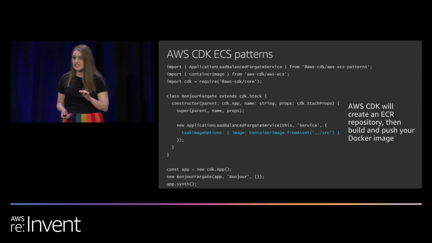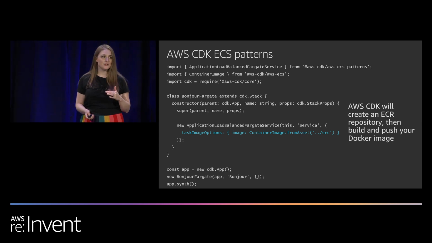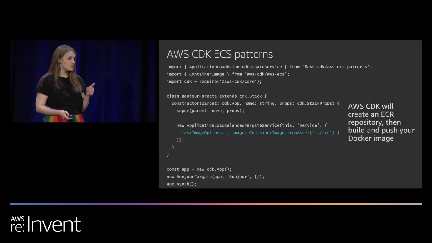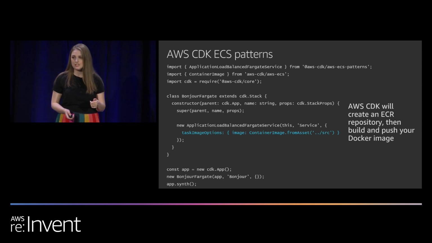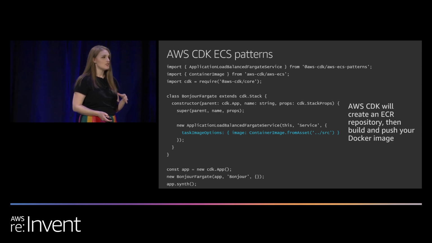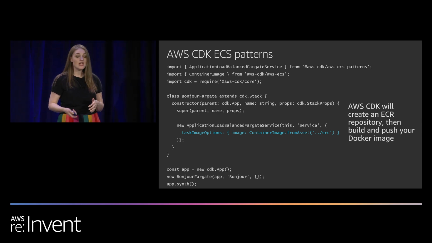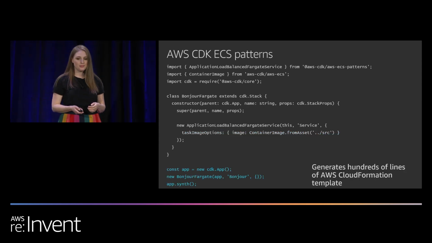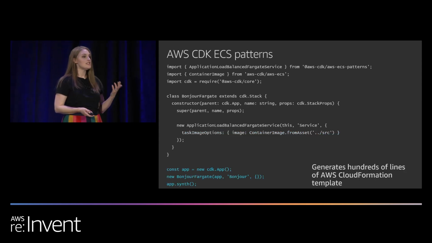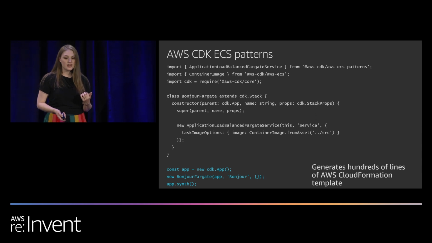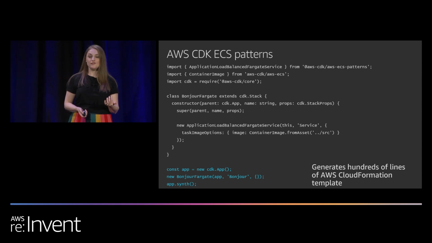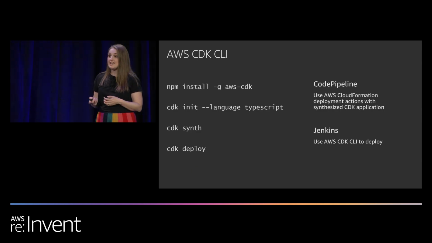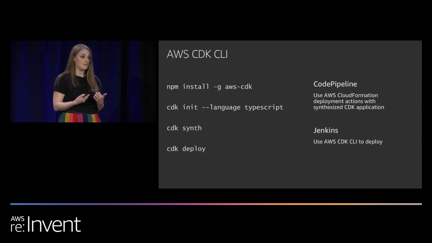The other thing that's nice is that it can even build and push your Docker image and create the ECR repo for you. So it's really easy to get started out of the box creating ECS services. And finally, when you synthesize this template, it's going to generate hundreds of lines of CloudFormation template that you didn't have to write.